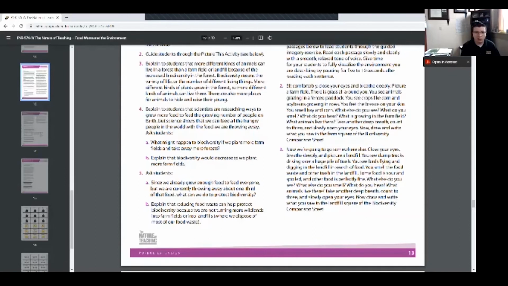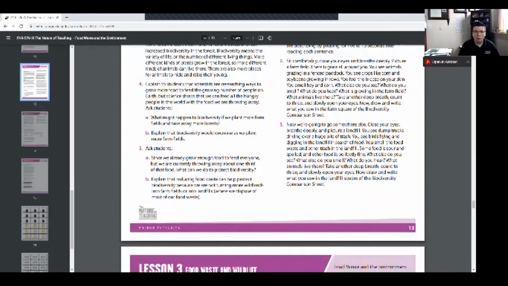So that is number 3. Going on to part 4 in the procedure, you want to explain to students that scientists are researching ways to grow more food to feed the growing number of people on Earth, but that science shows that we can feed all the hungry people in the world with the food that we're already throwing away. That is a huge point that you can drive home.